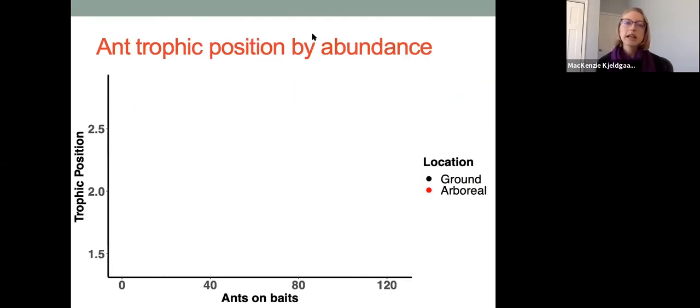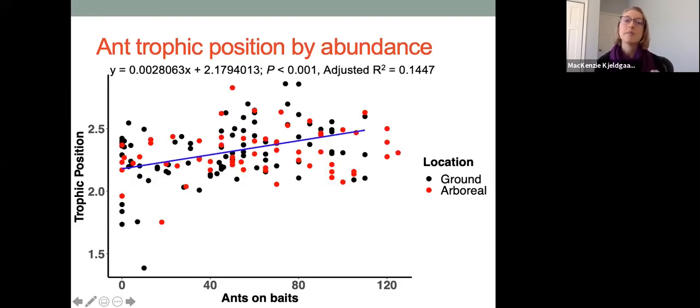Okay, so looking at ant trophic position by ant forager abundance on baits. Here, once again, my expectation was to see a negative correlation between these variables. But counter to my expectations, I actually saw a positive correlation. So as ants were more predaceous, foragers were also more abundant at those baits.